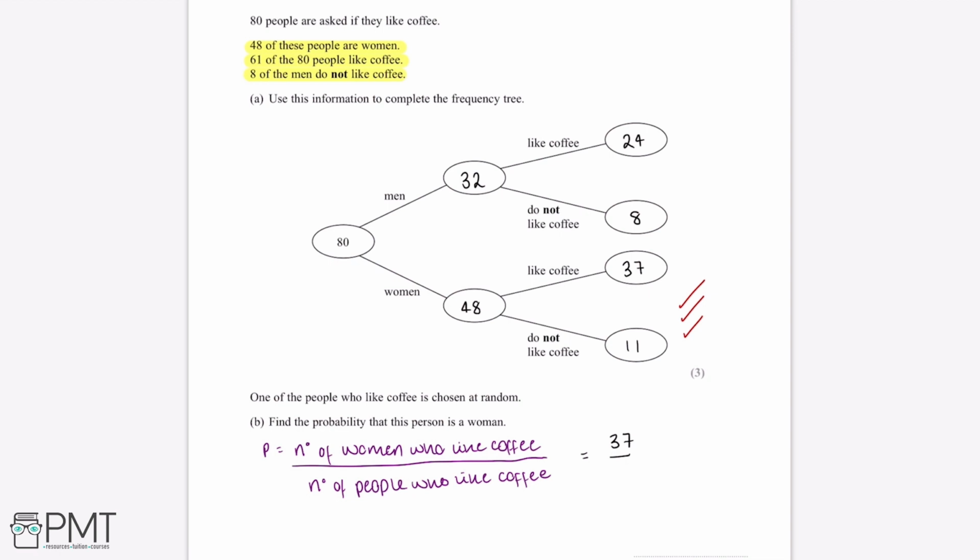Now next we're going to need to know the number of people who like coffee. And we were told in part A of this question that 61 out of the 80 people like coffee. So therefore the number of people who like coffee in total is 61. And this is our final probability.